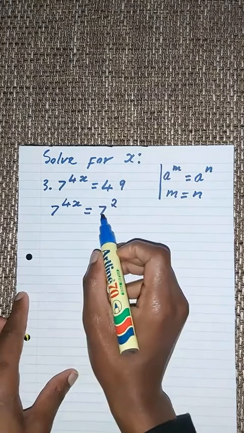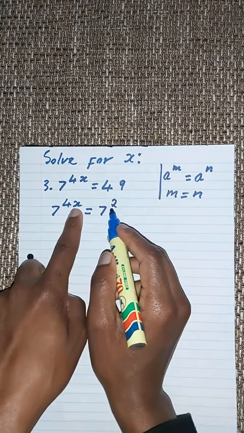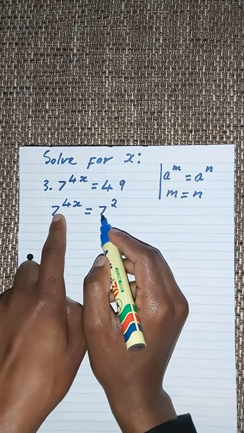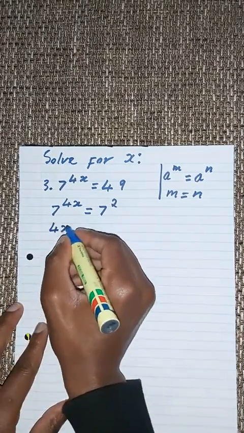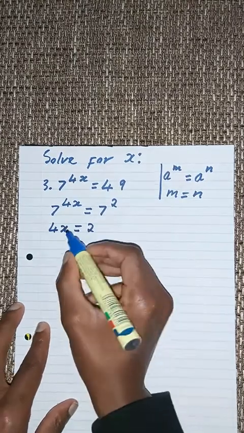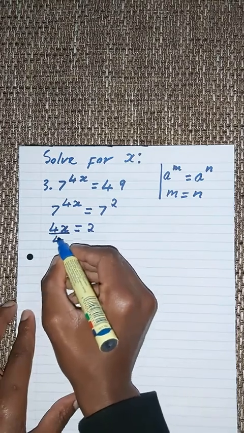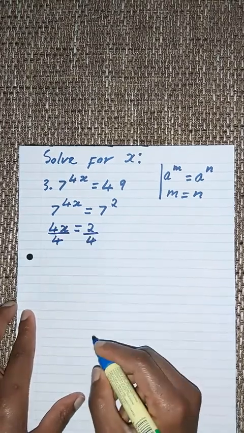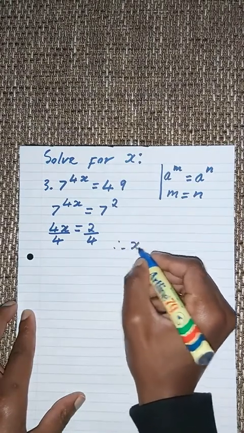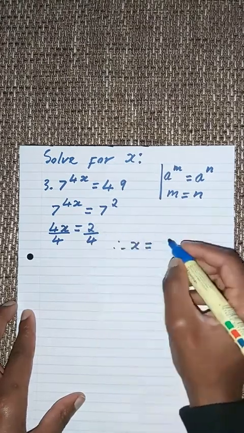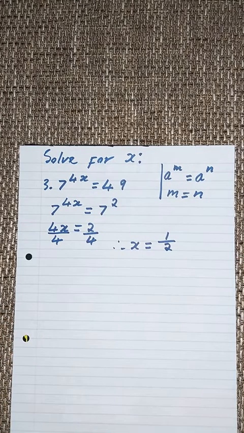Now that I have two similar bases on either side of the equation, it means that I have to make their exponents equal to each other so that I can solve for x. So what I will have is 4x is equal to 2. Because I only want to remain with x alone on the left hand side, I'm going to divide by 4 on both sides since I am obviously solving for x. Then my final answer will therefore be x is equal to 1 over 4, no, 1 over 2, sorry. My answer will be 1 over 2.